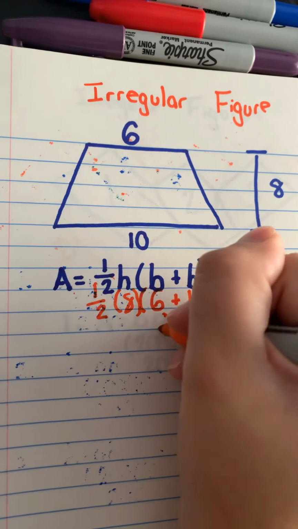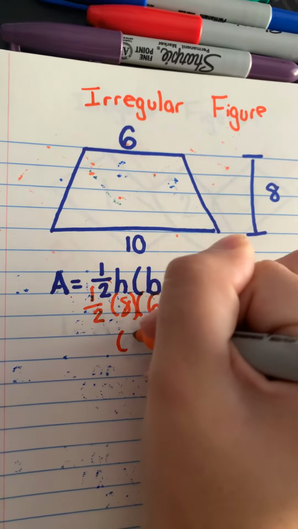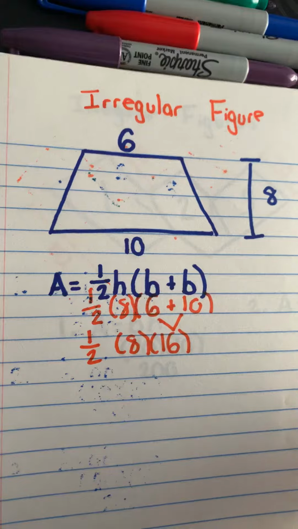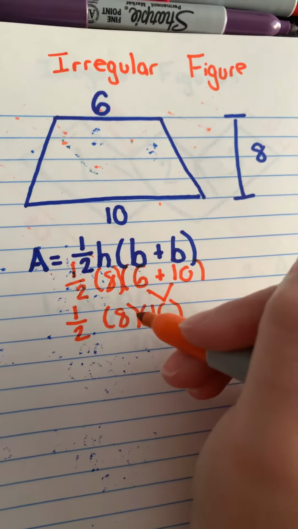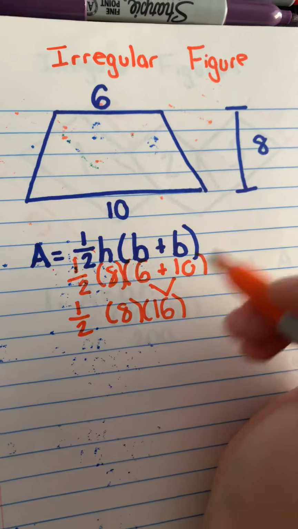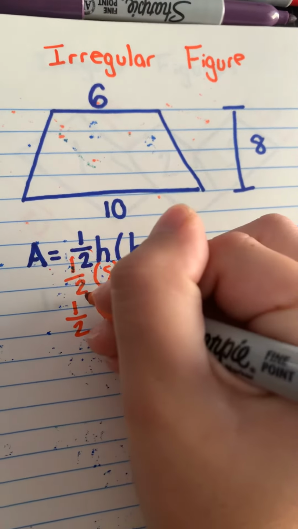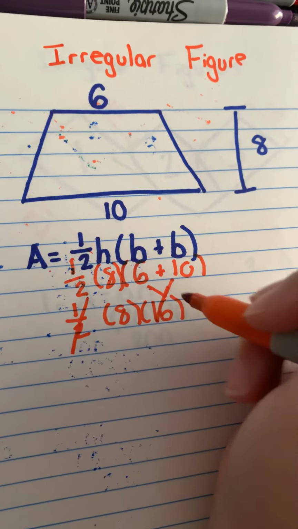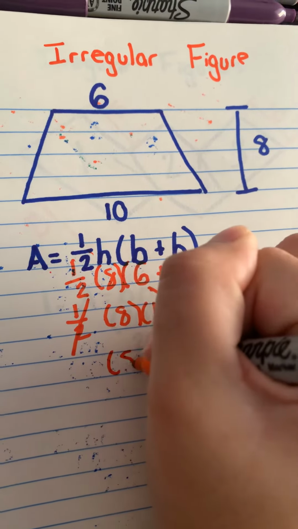So I know 6 plus 10 is going to give me 16, and bring down what you have not used so far, which is the 8 and the 1/2. So I'm going to keep going from there. You can either do a 1/2 of 8 or a 1/2 of 16. I preferably like to take a 1/2 of the bigger number, so I'm working with smaller numbers. So I'm going to take a 1/2 of 16. So 1/2 of 16, or 16 divided by 2, is going to give me my answer of 8.